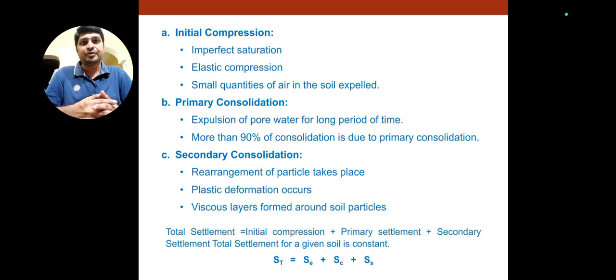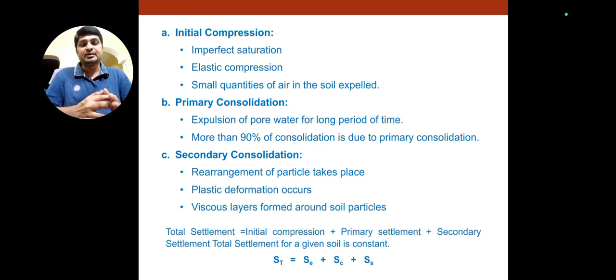So here some key points will be noted. Initial compression or consolidation is due to imperfect saturation, where elastic compression takes place and a small quantity of air in the soil is expelled. In primary consolidation, expulsion of pore water takes place over a long period of time. More than 90% of the consolidation is due to primary consolidation. In secondary consolidation, rearrangement of the particles takes place, as well as plastic deformation, and viscous layers form around soil particles.